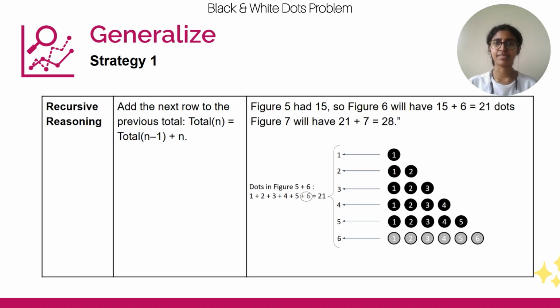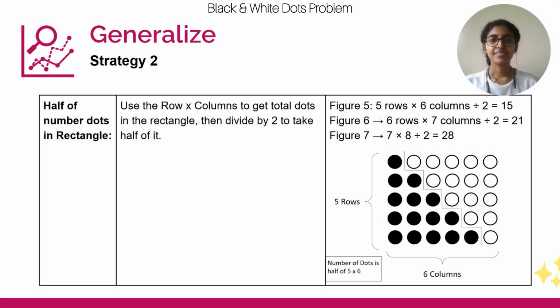Let's see another method now. In this strategy, the students see the figure as a rectangle, which we had previously established in our notice and wonder routine. And based on that, they will actually come up with a total number of dots in one rectangle or one figure. And for that, they will first multiply the number of rows by number of columns to get the total number of dots. Now, when they have the total number of dots, they know that the number of black dots is half the total number of dots. That's why they are going to divide the total number of dots by 2 to get the total number of black dots here.